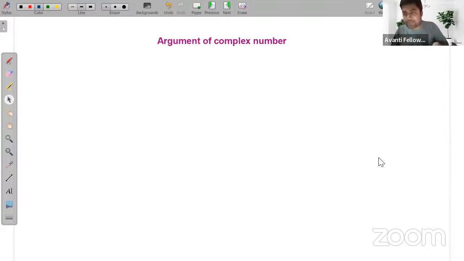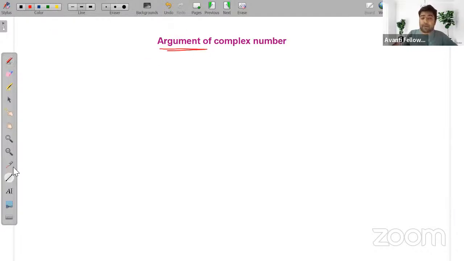Okay, so this is our third lecture on complex numbers. Today we are starting with the argument of a complex number. Yesterday, in the last class also, I told you about the argument. What is the argument of a complex number? So let's start from there only. Clear? So let's start. What is the argument of a complex number?